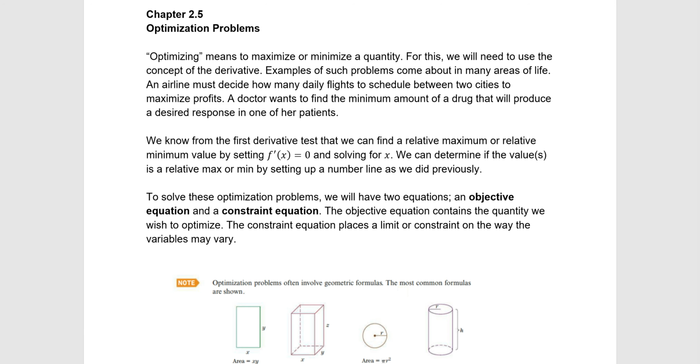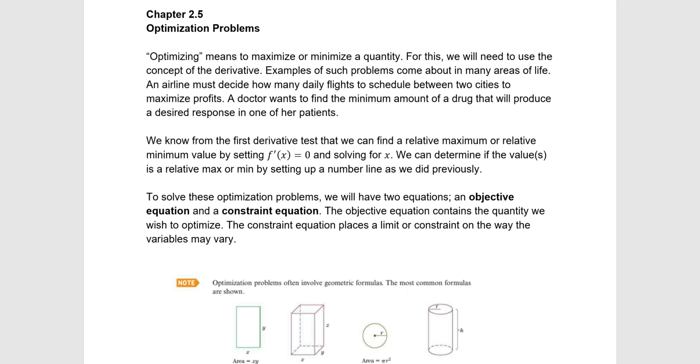A couple examples of this in real life are an airline must decide how many daily flights to schedule between two cities to maximize profits. So you see the word maximize, so that means it's going to be an optimization problem. Another example is that a doctor wants to find the minimum amount of a drug that's going to produce a desired result in one of their patients. So these are real life examples or applications of optimization problems.